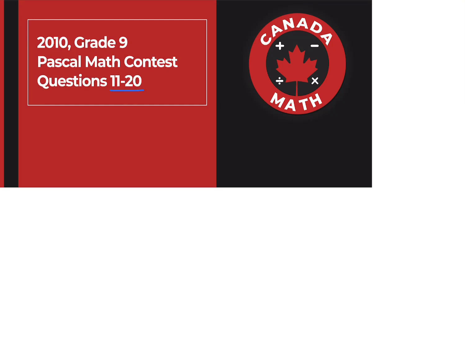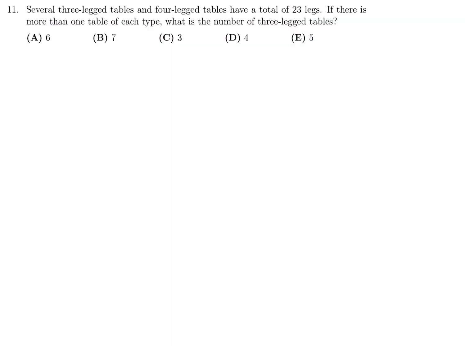Questions 11 through 20 on the 2010 Grade 9 Pascal Math Contest. Several three-legged tables and four-legged tables have a total of 23 legs. If there is more than one table of each type, what is the number of three-legged tables?